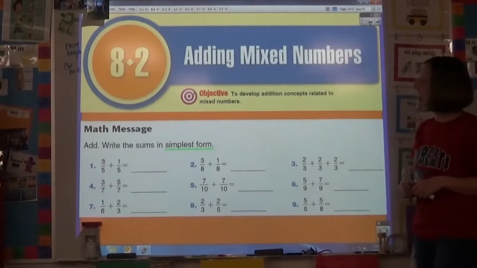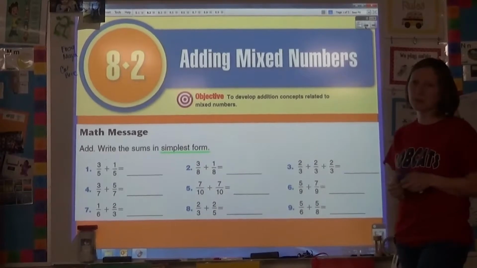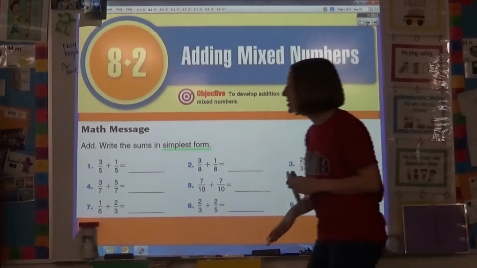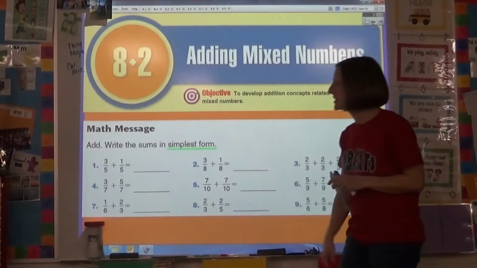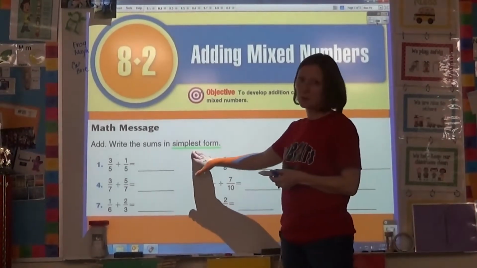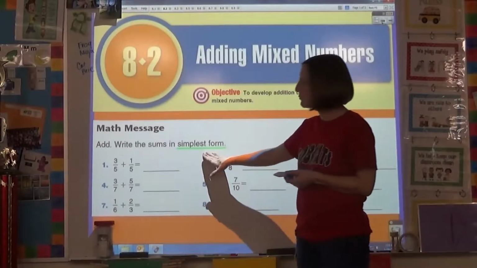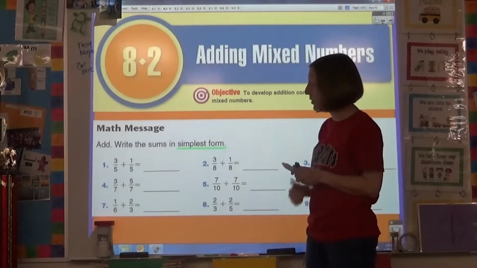Lesson 8.2 is adding mixed numbers. The objective is to develop addition concepts related to mixed numbers. So we're going to start with looking at some addition problems with just some fractions. Remember, whenever you add or subtract fractions, you have to use common denominators, and this time we're going to put these answers in simplest form.